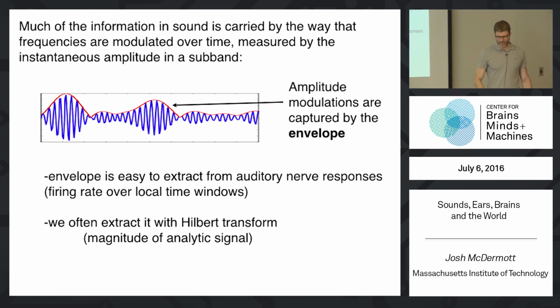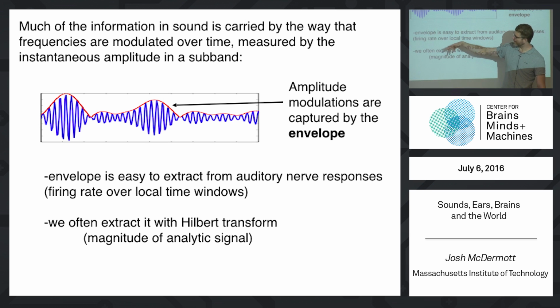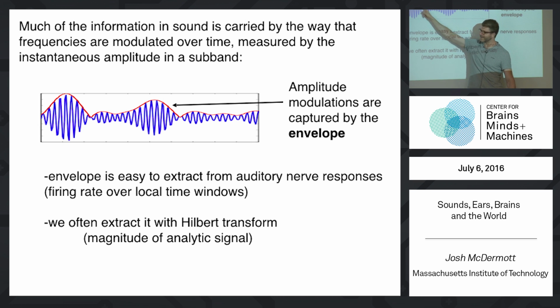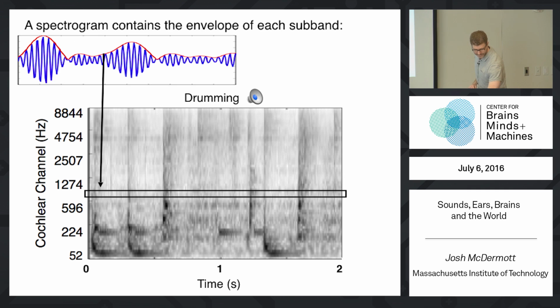And so typically when we think of what the ear is sending the brain, we think of these envelopes, because if you imagine an auditory nerve that is responding to frequencies in this particular range, the envelope here would correspond to like the instantaneous firing rate of the nerve fiber. And so it's pretty easy to extract this using standard signal processing tricks.